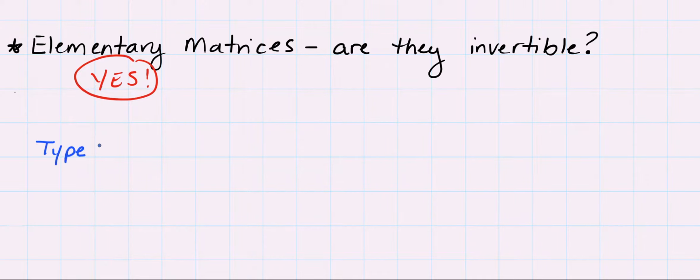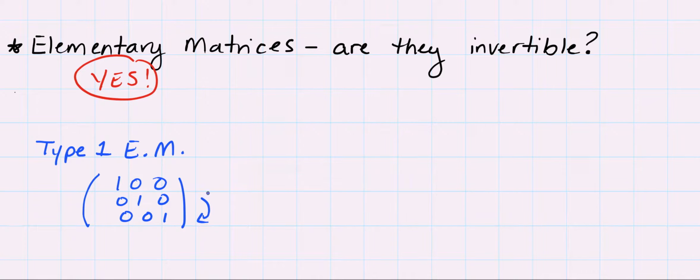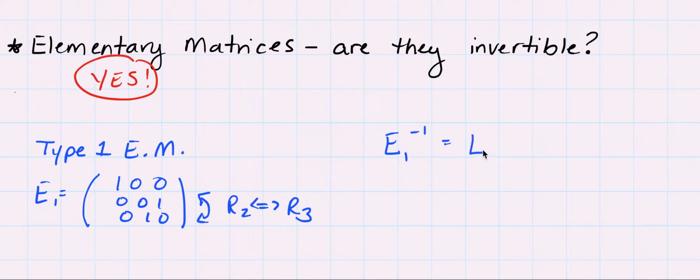Well, let's say we have a type 1 elementary matrix. Remember that a type 1 elementary matrix, we take the identity matrix, which can be any size. Here I'm just going to use the 3 by 3 identity matrix, and we just switch any two rows. So here I'm going to switch row 2 with row 3. And this is an example of a type 1 elementary matrix. Let's call this matrix E sub 1. It turns out that the inverse of such a matrix is itself.